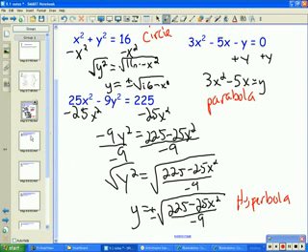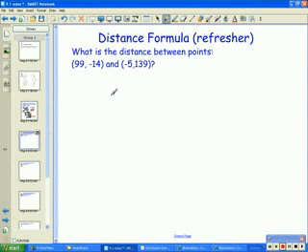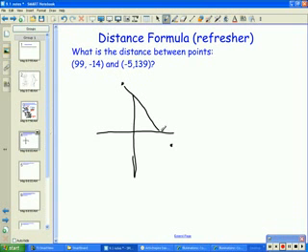Okay, next slide. Distance formula. This is a refresher from Algebra 1, Geometry. What is the distance between these 2 points? If we graph an xy axis here, the way we learned this back in geometry, pardon my messy xy axis, 99, negative 14 would be out here, over 99 down 14. And then negative 5, 139 would be somewhere up here. We want to find how far it is between these 2 points.